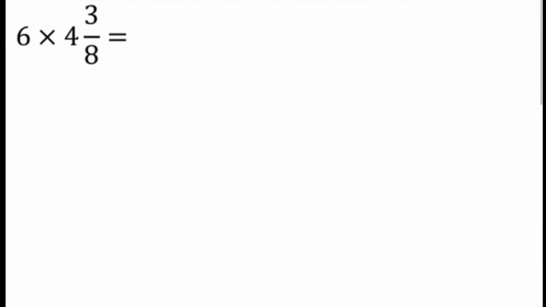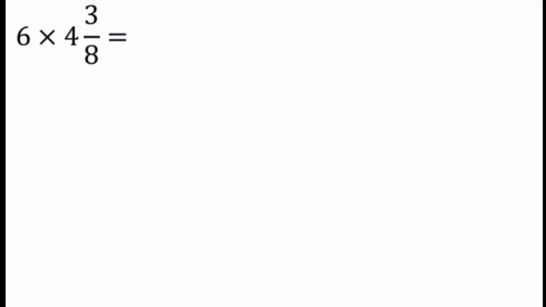Let's try one more. So I have 6 times 4 and 3/8. So this one would not be that much fun to do repeated addition or drawing a picture because there's a lot of copies of my mixed number. So in that case, usually changing it to an improper fraction or using partial products is going to be the most efficient way of solving. So let's practice the partial products way.